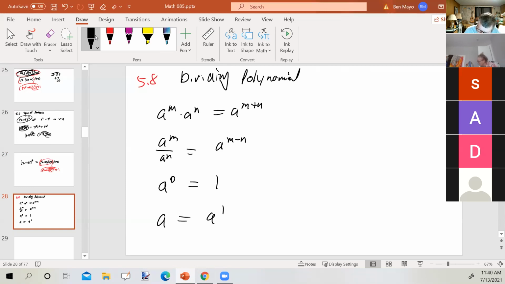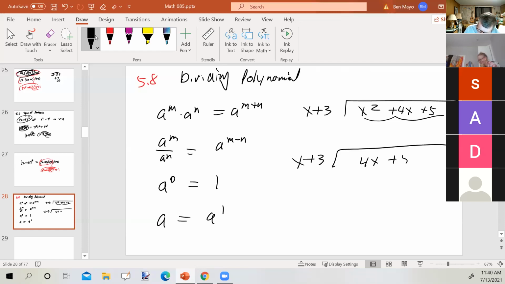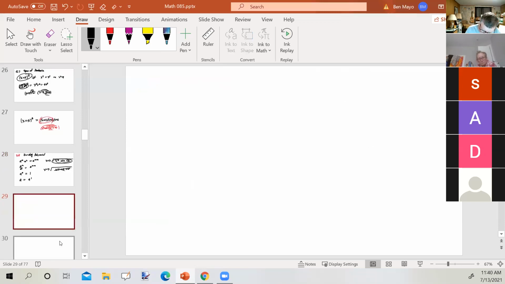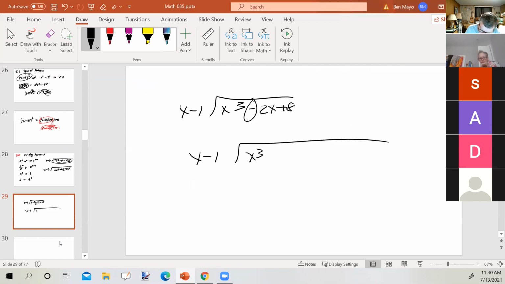When you're using long division of polynomials, what's inside has to be in descending powers. So let's say you had something like this, you'd want to rearrange it and write it like that before you start the division process. Also, if you have something like this, where you've got a missing power there, x squared, you need to fill that in.